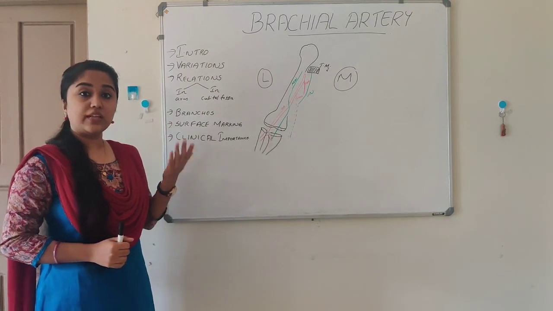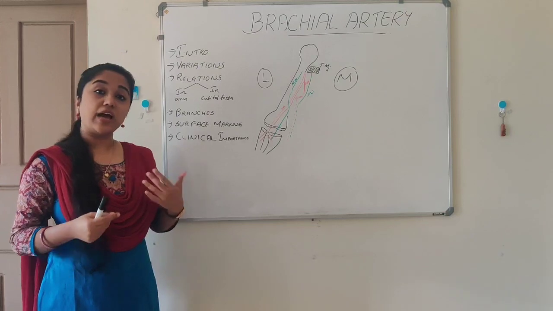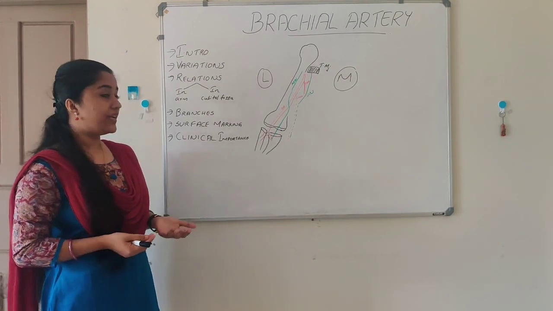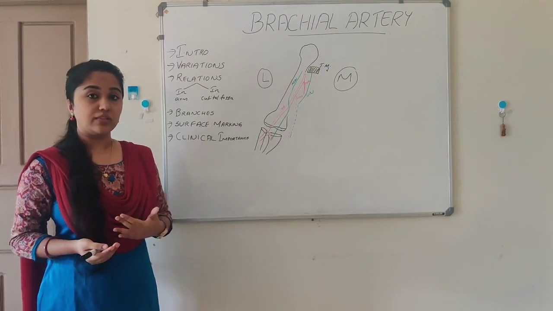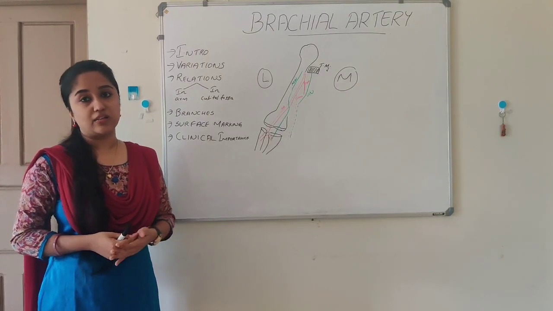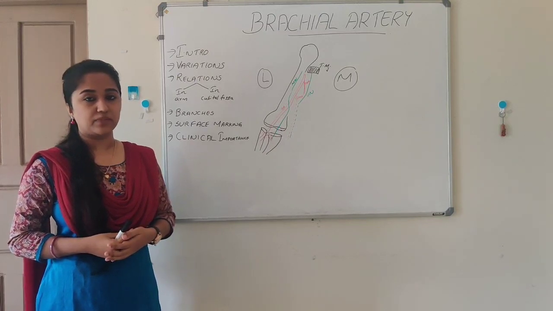Now we'll see whether there are any variations in the brachial artery. The brachial artery can have a high division into 2 or 3 branches, and also in some cases the brachial artery can be absent. However, in those cases, the radial and ulnar arteries can arise directly from the axillary artery. So, those are the main 2 variations of the brachial artery.